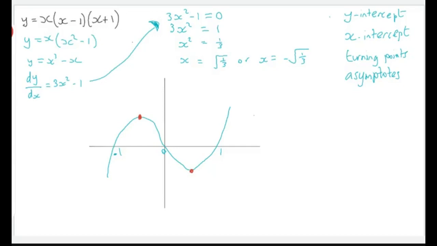So based on that, what's the y coordinate going to be? Would you put it back into the equation? Which equation? The first one, yeah. Yep. Okay. So I'll let you work that out.